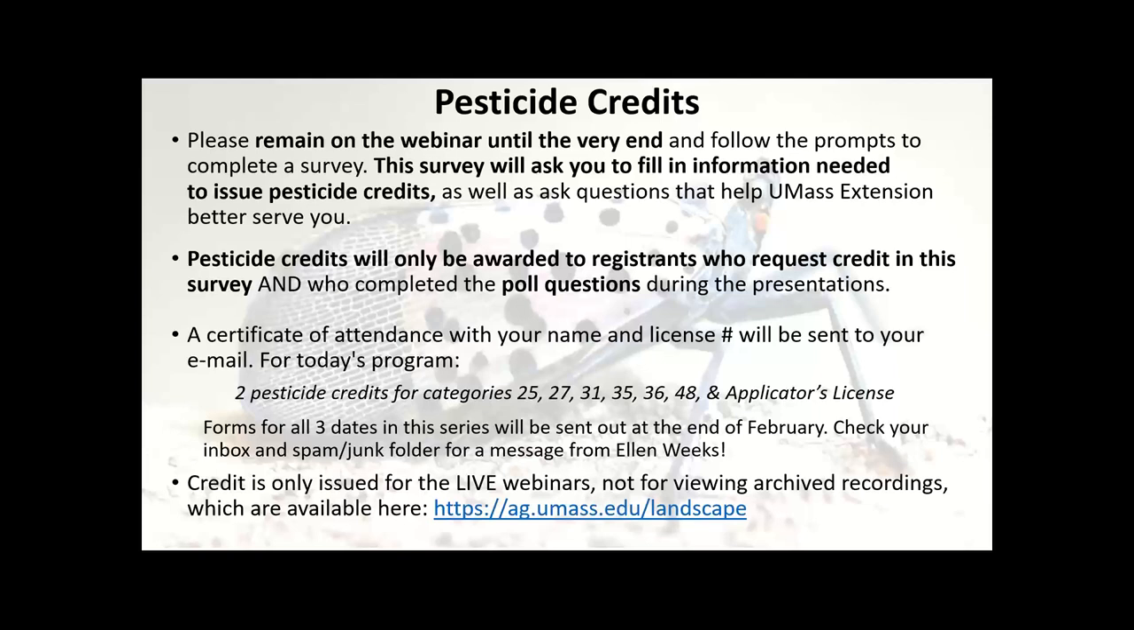Those, again, will only be issued to registrants who request credit on that survey and also completed the poll questions during today's live presentations. We cannot issue you credit if we did not receive your poll question responses. A certificate of attendance with your name and license number will be sent to your email for today's program. So two pesticide credits are available for the categories that are listed here, as well as the applicator's license for Massachusetts, but also all applicable New England states, I think, are able to get these credits as well.